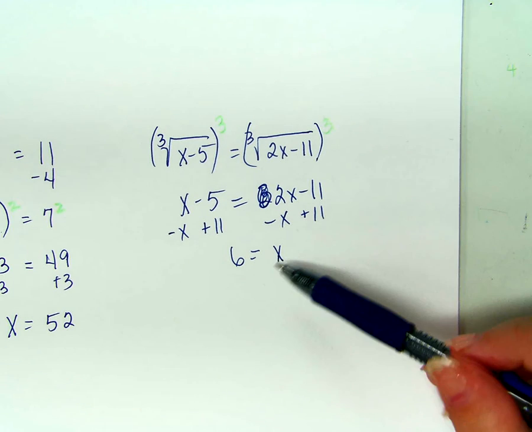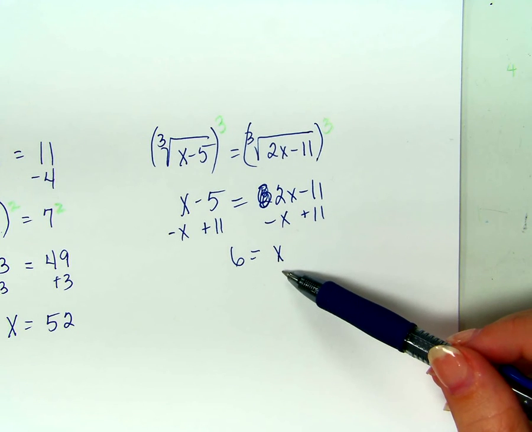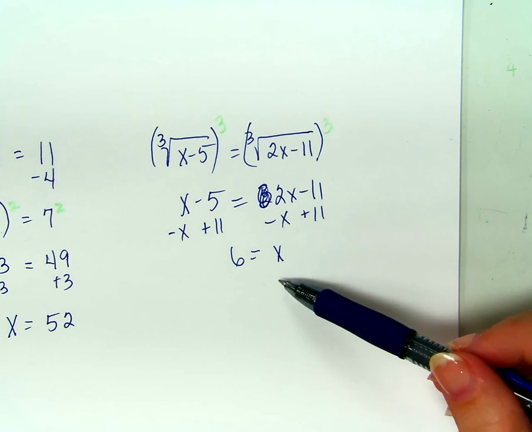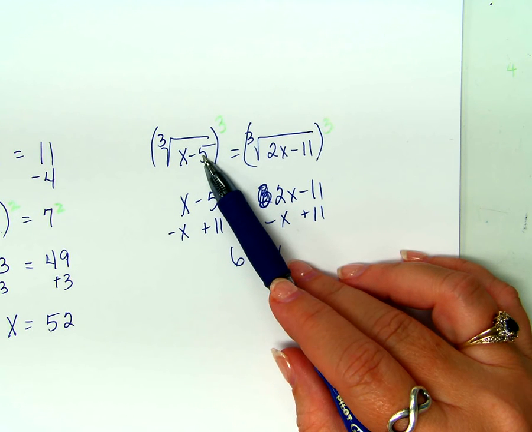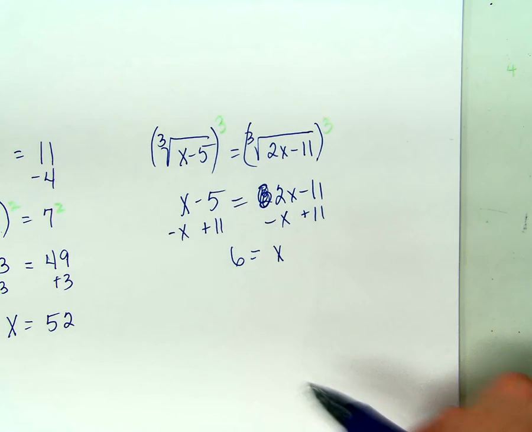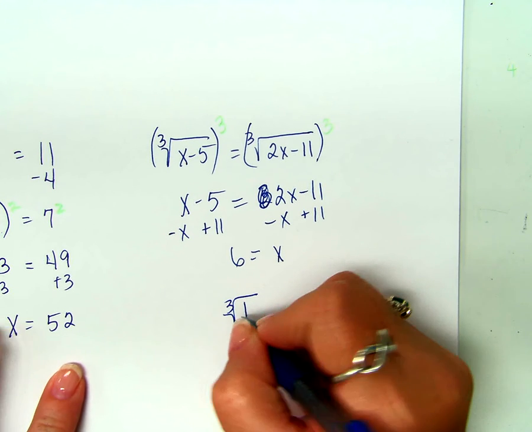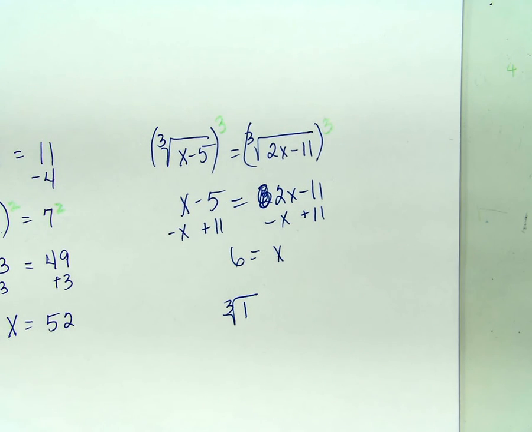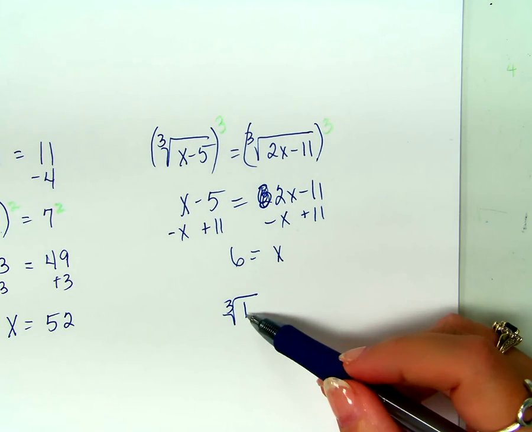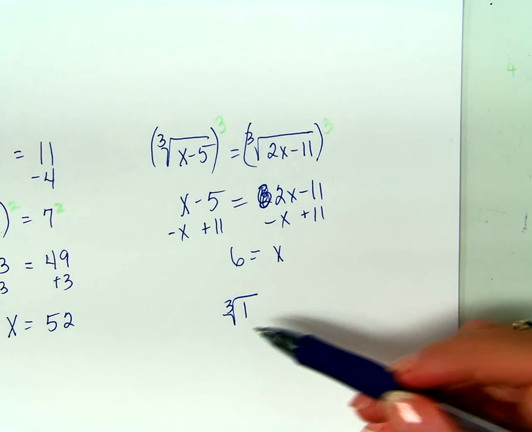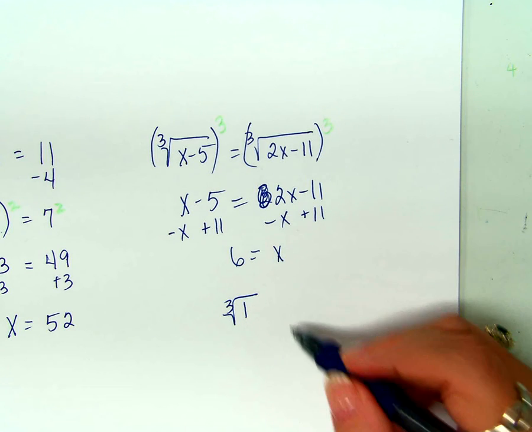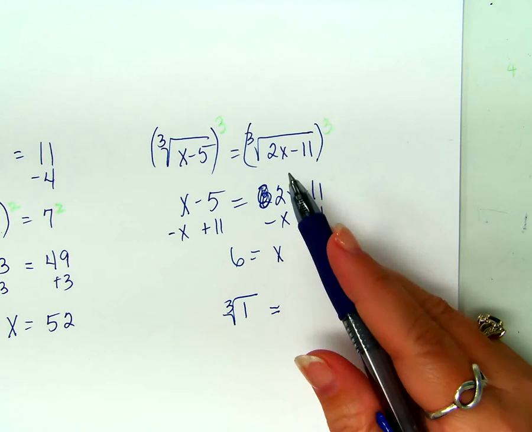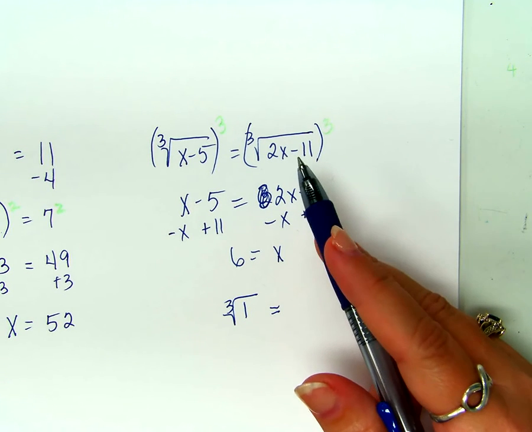Okay? Now, is this the right answer? Are you positive? We should check it, right? Just in case. 6 minus 5, 1. So we have the cube root of 1. Do we even really need to know what the cube root of 1 is? What if it was like 12? I know it's not 12, but what if it was 12? Would I need to know the cube root of 12? No, I need to know that it's equal to the cube root of 12 on the other side, right?